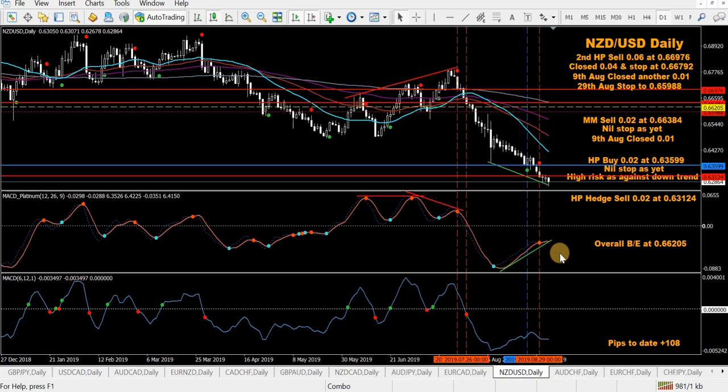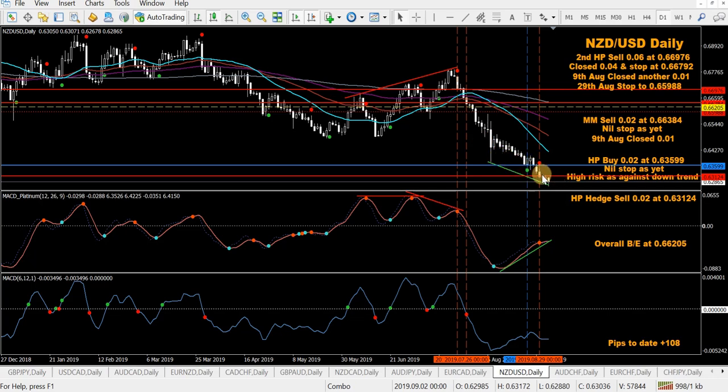Next one's New Zealand USD, so the Kiwi. You can see the green trend lines here. That's showing regular bullish divergence, lower lows on price, higher lows on the oscillator or the MACD platinum. So I'm going to sell back here, stop in place on the HP, close half of the Mod MACD, no stop in place for that, but it doesn't really matter, it's a long way away from the entry.